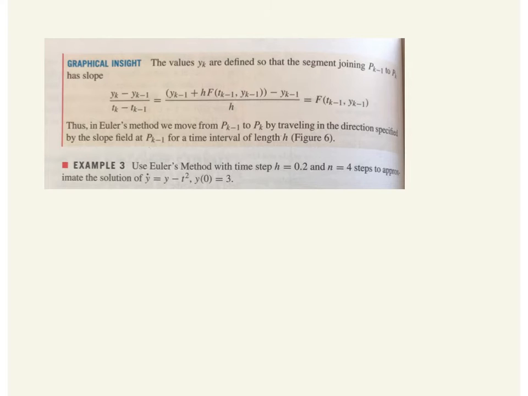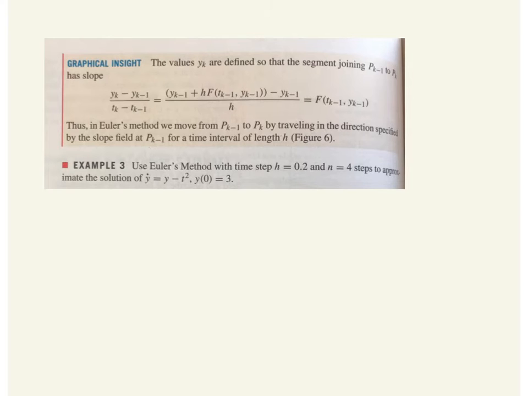So this is the only example we're going to take a look at. Use Euler's method with time step of h equals 0.2 and n equal to 4 steps to approximate the solution of y dot equals y minus t squared, where y of 0 is equal to 3. So initial value of 0, 3. We are just looking for numerical approximations for each of the first 4 values here.